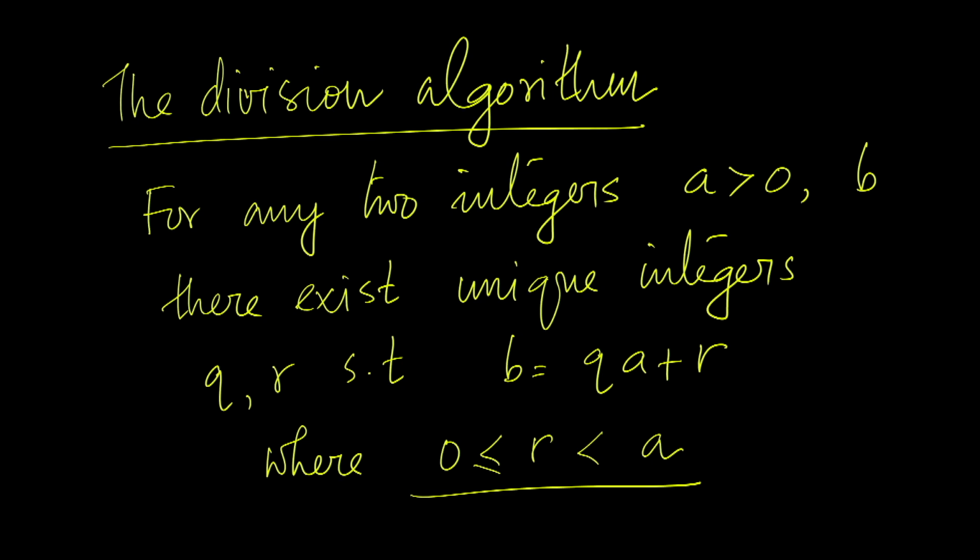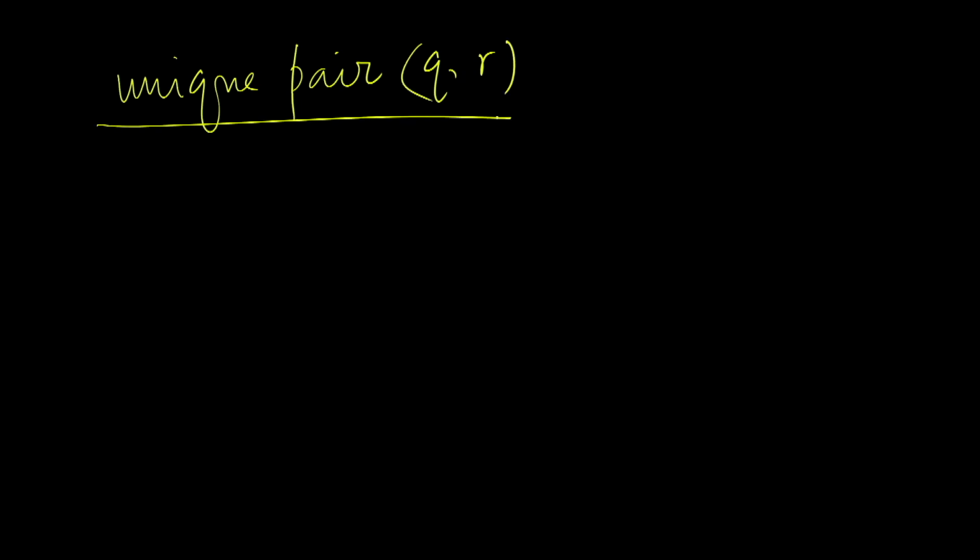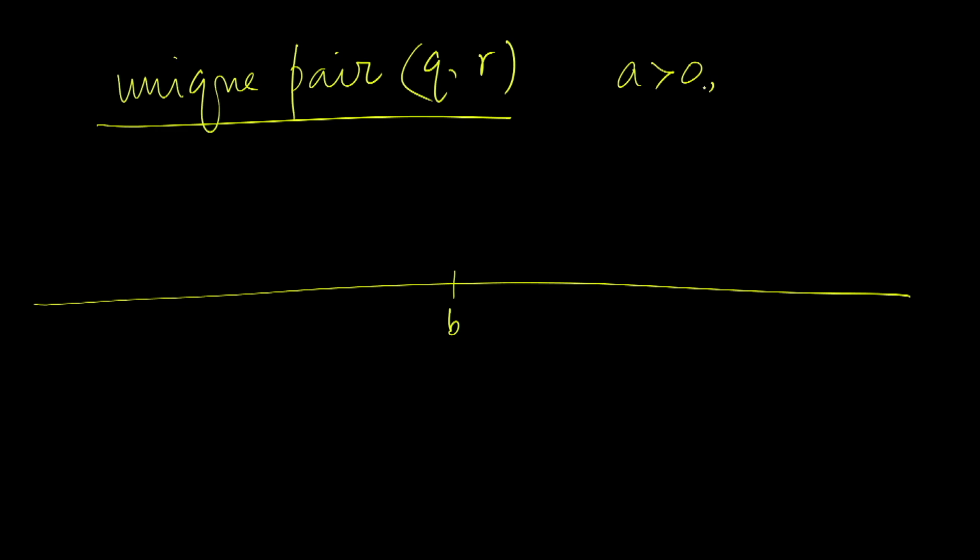So when you find such a unique ordered pair QR, Q is called the quotient and R is called the remainder. So how do we prove that there exists such a unique pair QR? That is what we want. We consider the real line. On this real line, consider point B. B is an integer, it may be positive or negative, and we have a which is greater than 0.